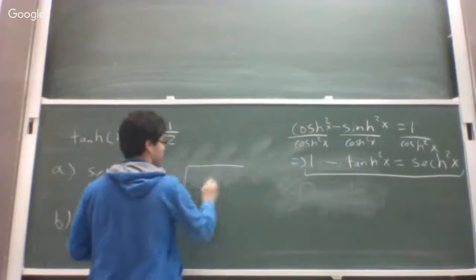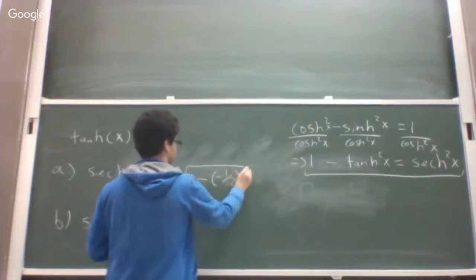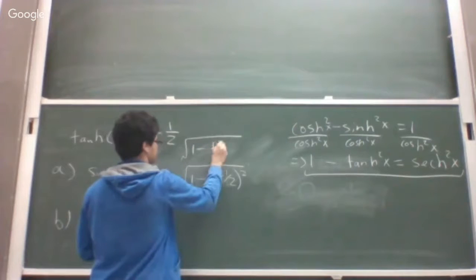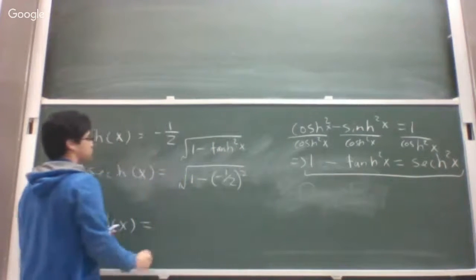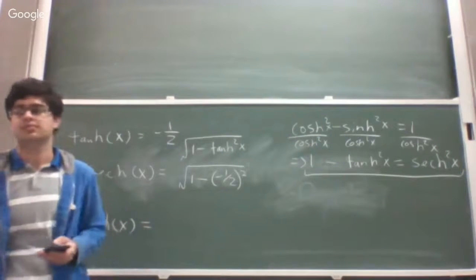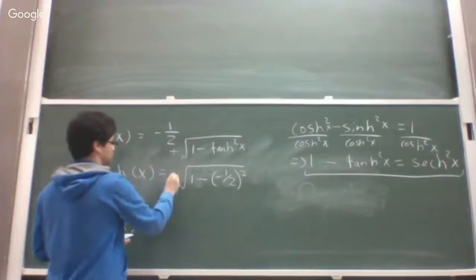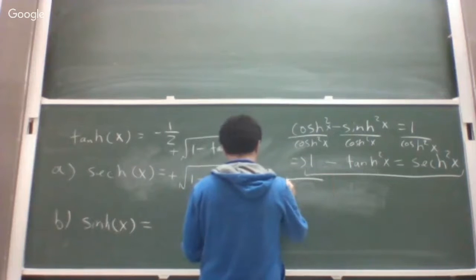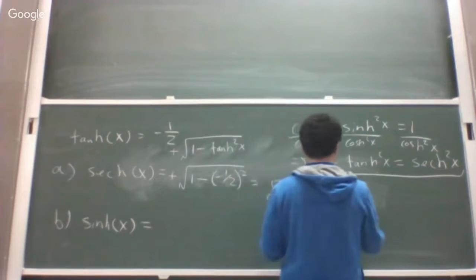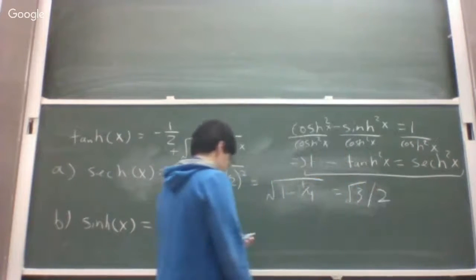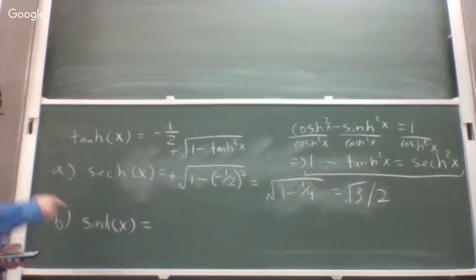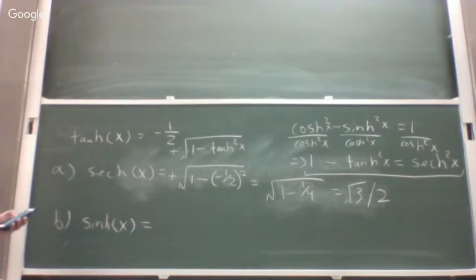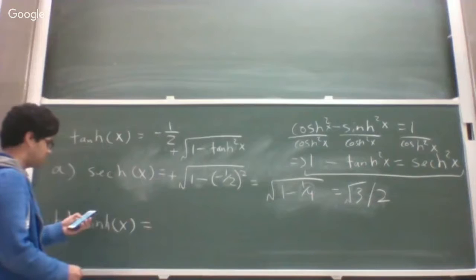So we have the square root of 1 minus (-1/2) squared. Will it be positive or negative? Positive, because sech is always positive. So this is equal to the square root of 1 minus 1/4, which is equal to the square root of 3 divided by 2. Any questions on that? All of these first two problems will be exactly like this, just asking for a different identity or different thing.